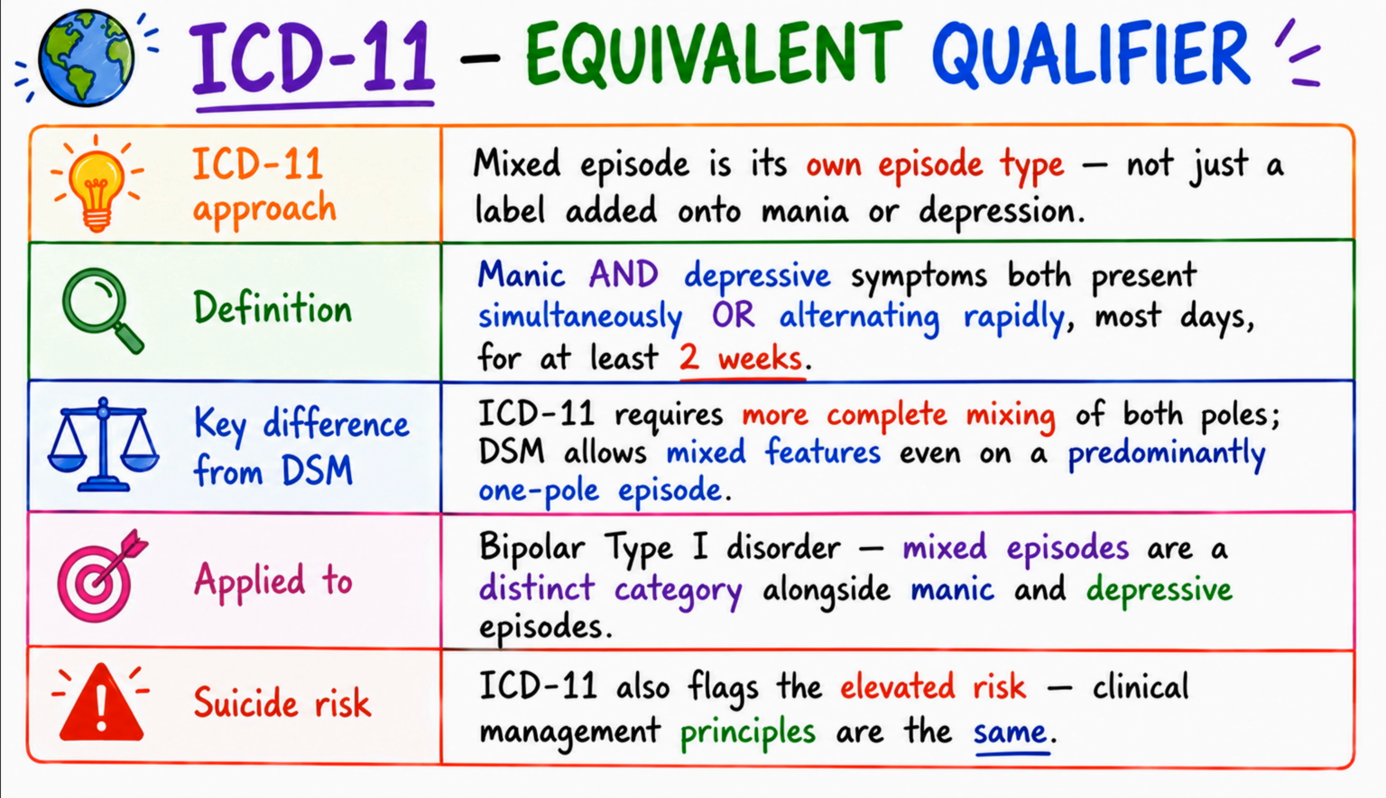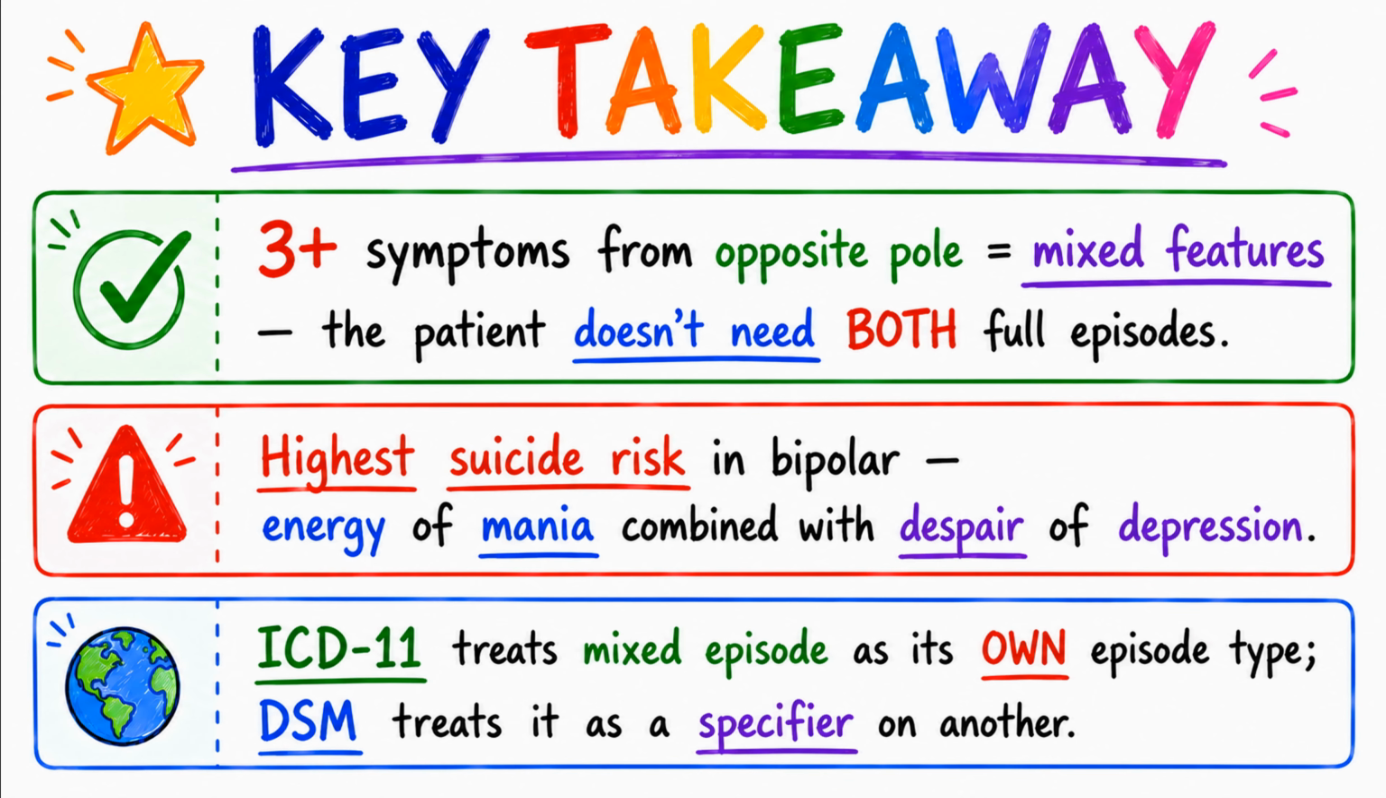Avoid antidepressants, use mood stabilizers and antipsychotics, watch the suicide risk closely. Remember the image, storm and fog at the same time. The storm gives the patient the energy and the drive. The fog gives them the hopelessness and suicidal ideation. Together that's lethal. 3 symptoms from the opposite pole is the DSM threshold. ICD needs more complete mixing, and antidepressants are always the wrong choice here.